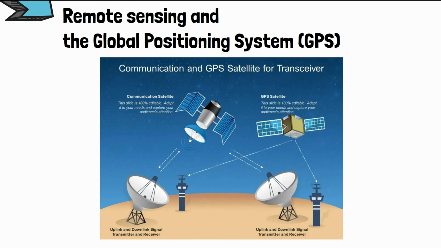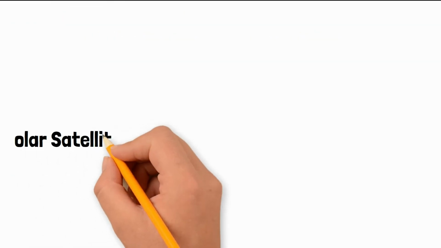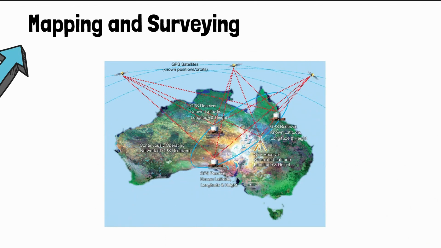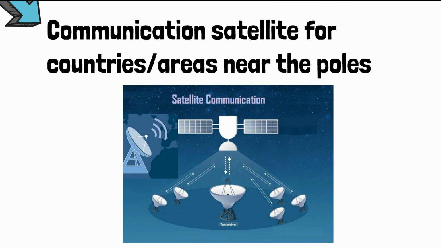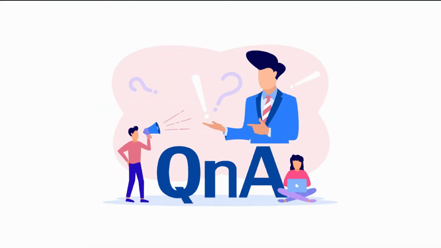Polar satellites also have many applications. They are used for mapping and surveying, and most important of all, as communication satellites for countries or areas near the poles. So that concludes our presentation about orbital satellites.